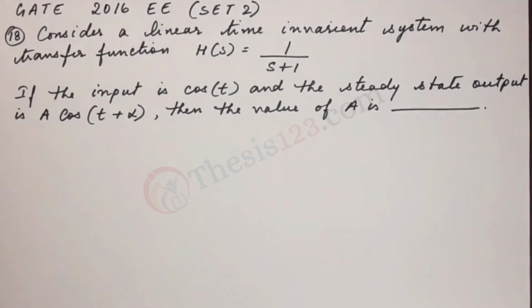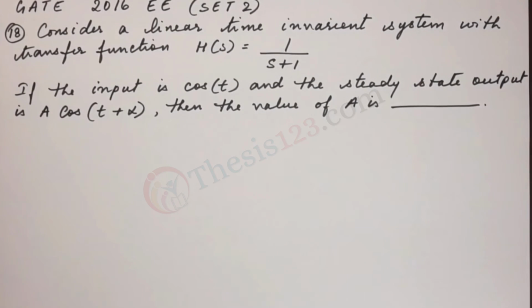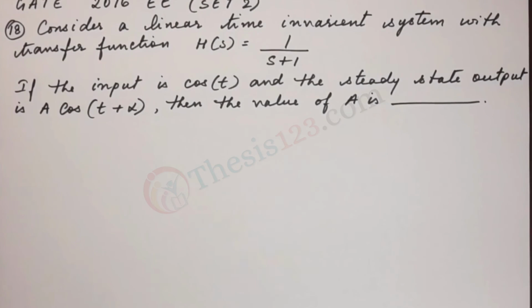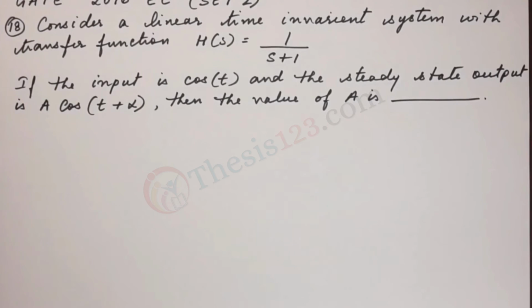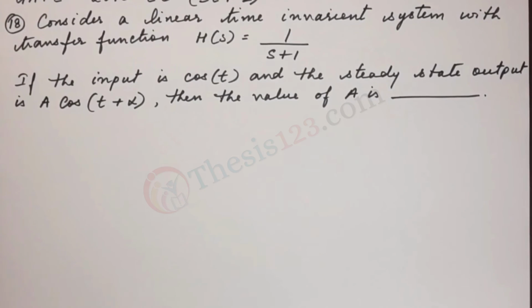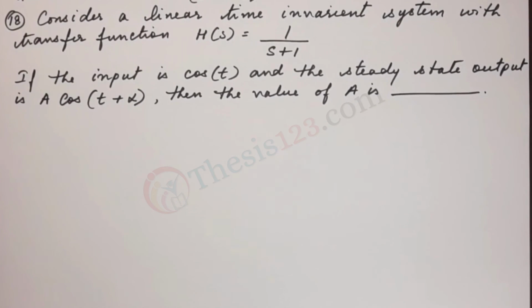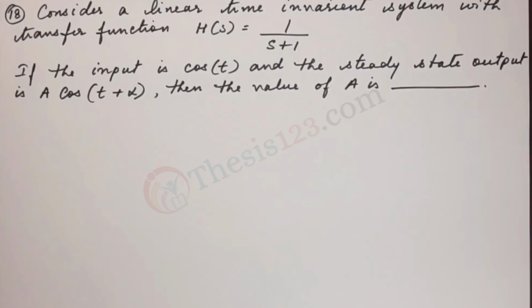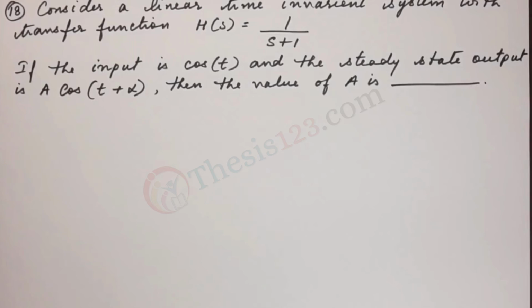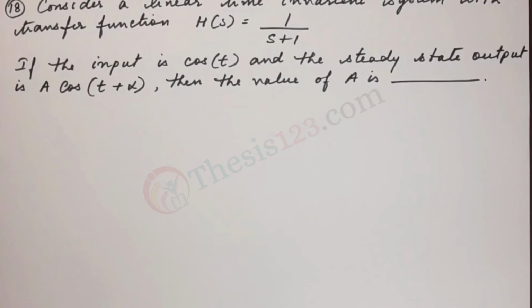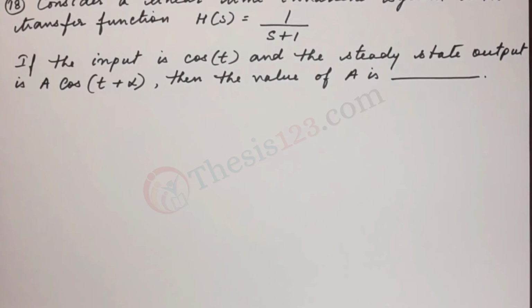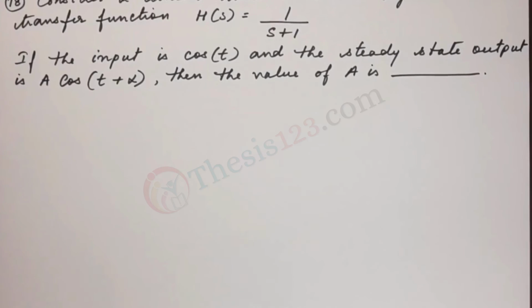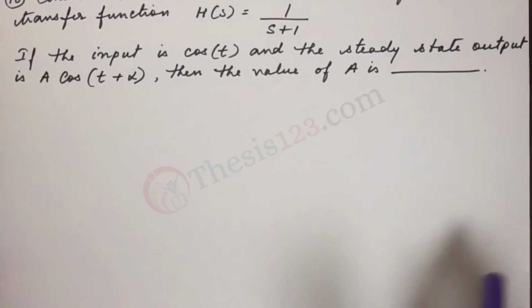Here's the next question, number 18. Consider a linear time invariant system with transfer function H(s) equal to 1 by s plus 1. If the input is cos t and the steady state output is A cos(t plus alpha), then the value of A is dash. Alright, so we have been given the transfer function of a certain system.